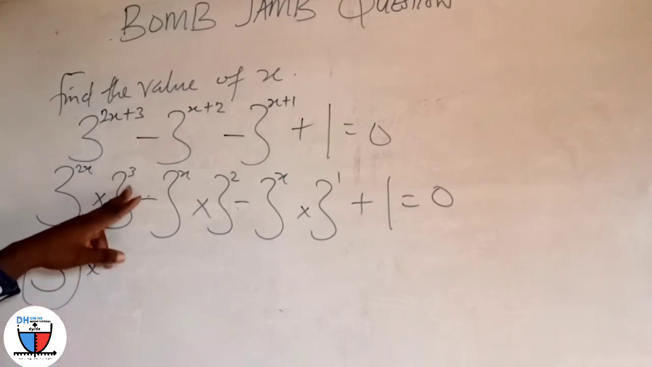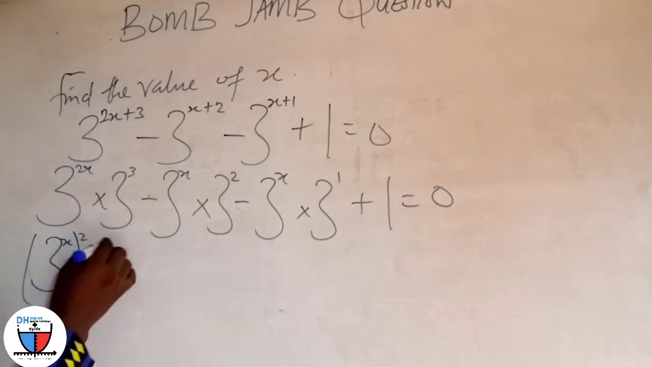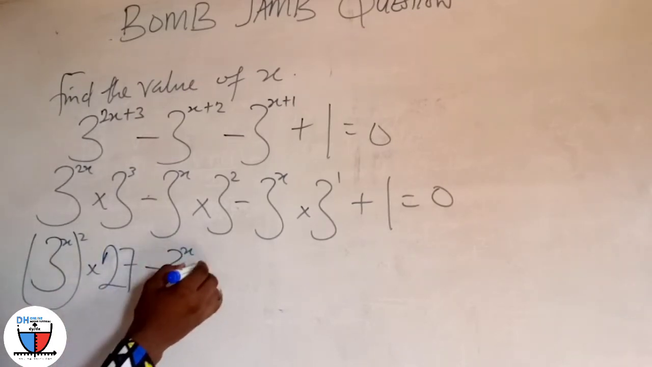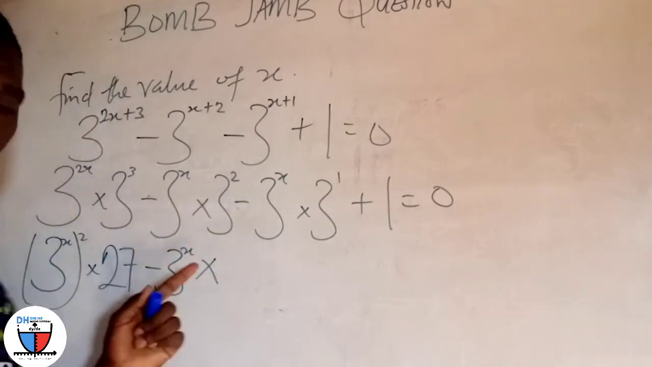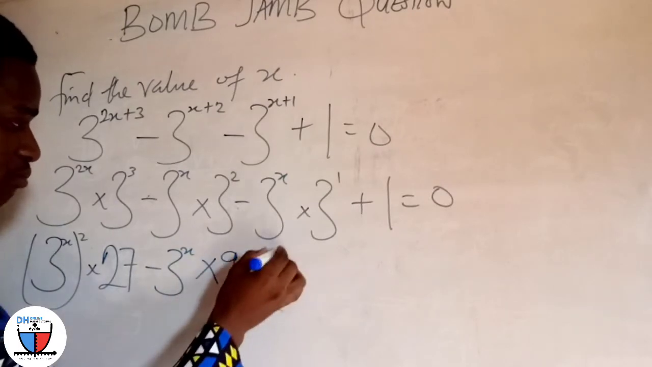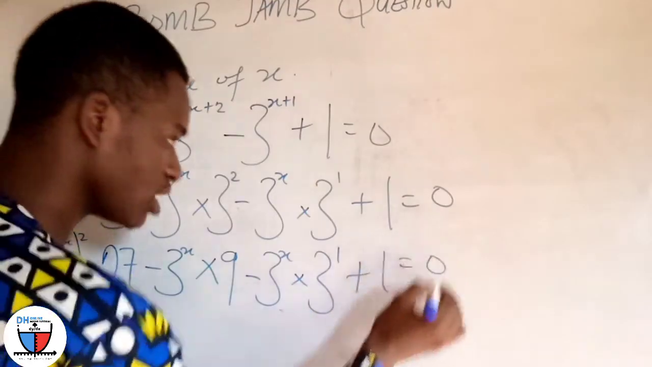Let's quickly solve for this now. Since we are having 3 raised to power 3, therefore 3 times 3 times 3 is 27. Alright, minus 3 to the power of x times 3 to the power of 2, which is 3 times 3, that is 9, minus 3 to the power of x times 3 to the power of 1, plus 1 equal to 0.